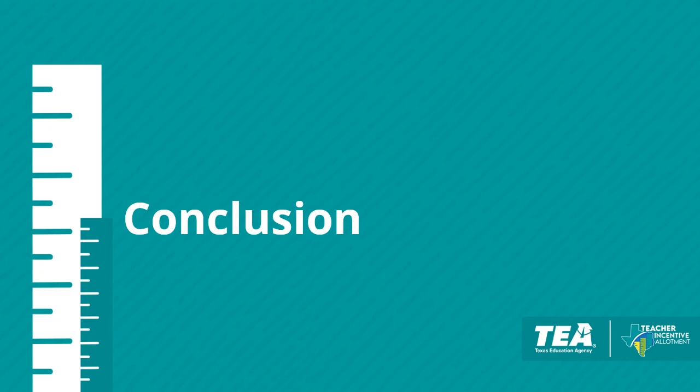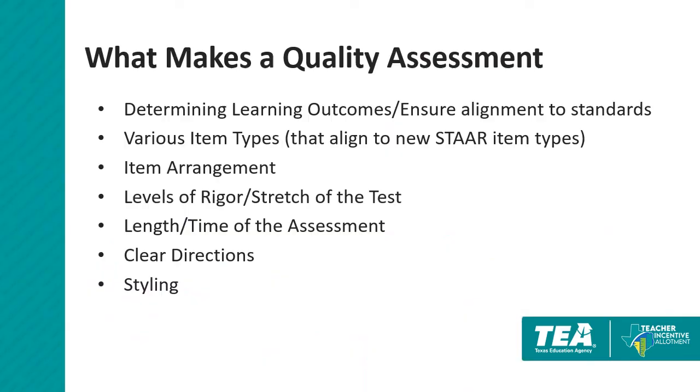To conclude, let's review the 7 steps in designing a quality local assessment. The elements that make up a quality assessment are determining the learning outcomes and ensuring alignment to the standards. Using various item types, hopefully some that could align to the new STAAR item types. Item arrangement, levels of rigor, the length and time of the assessment, clear directions, and lastly, styling. These are all important factors in building a quality assessment.